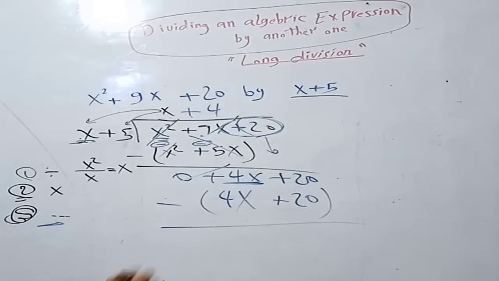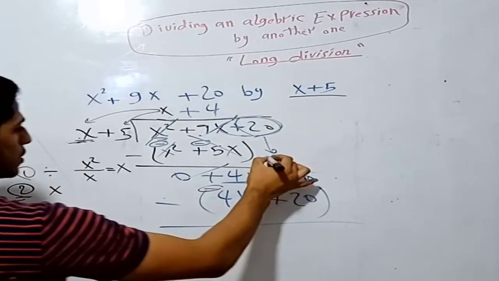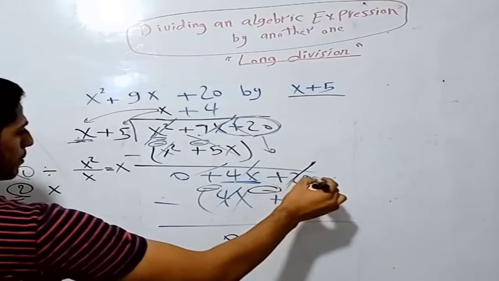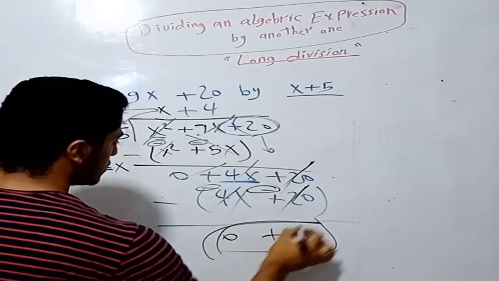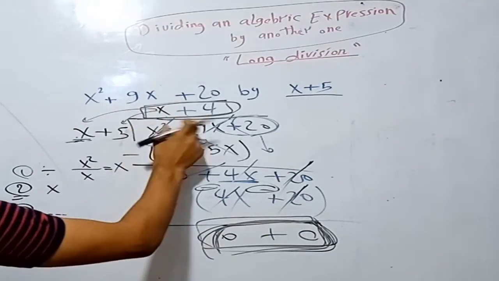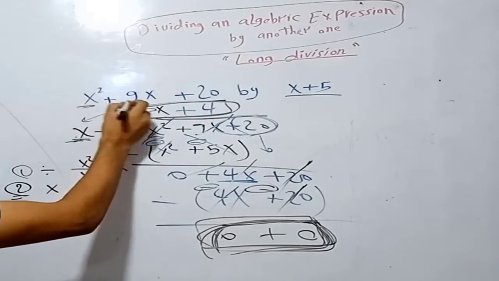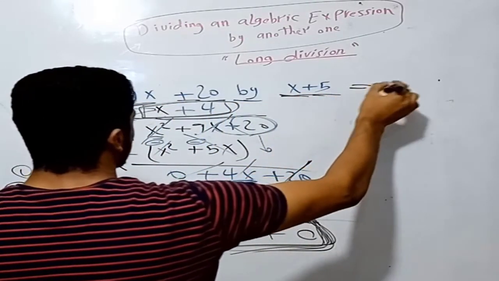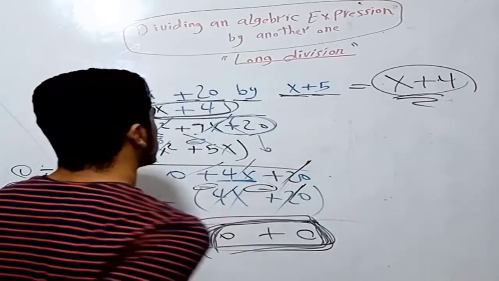It will be a negative sign, and it changes all of these signs, and then subtract 4x minus 4x, that is gonna be 0, and 20 minus 20, that is gonna be 0. So the remainder is 0. Here we have remainder 0, so we are finishing the problem. So the result and the quotient is x plus 4. So x squared plus 9x plus 20 divided by x plus 5, that is gonna be x plus 4. This is the result and the quotient.